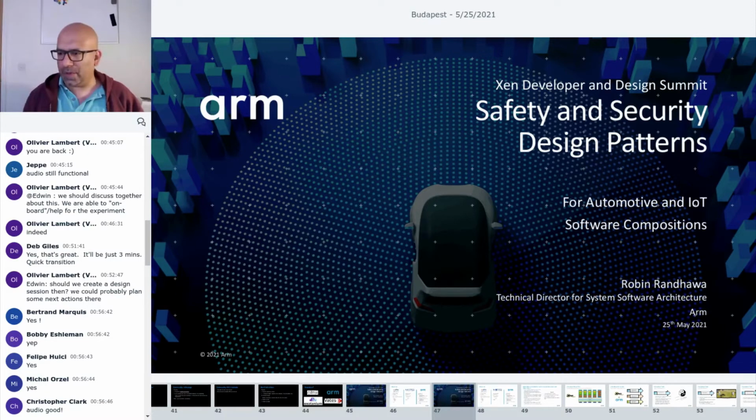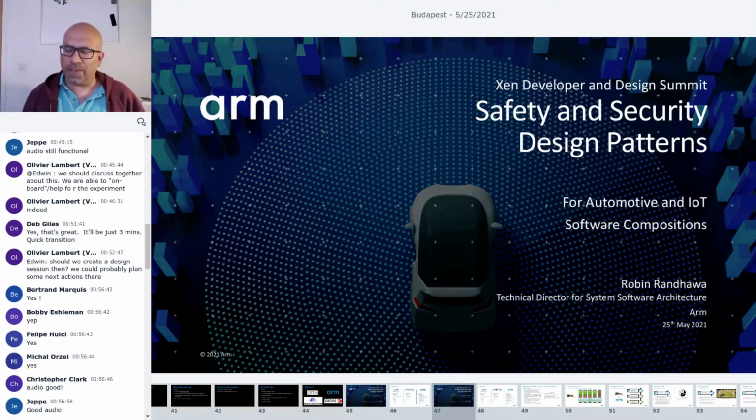Welcome to my talk titled Safety and Security Design Patterns for Automotive and IoT Software Compositions. This is actually the second time I've had the good fortune to be invited to do a keynote here. Quite proud of that. So, I'm Robin Randhawa and I work for ARM.